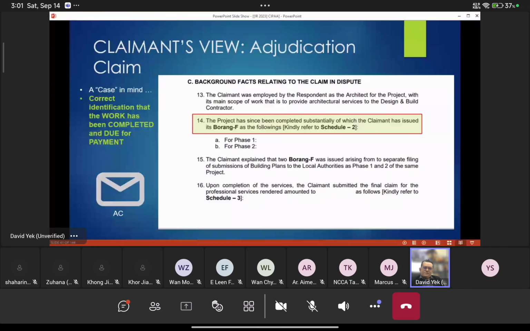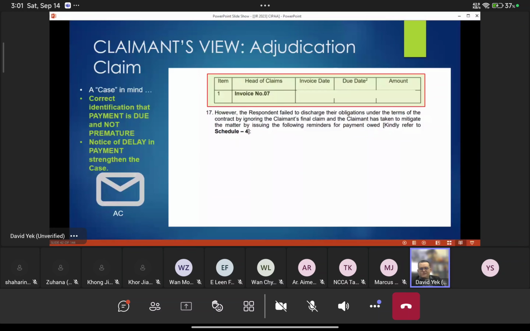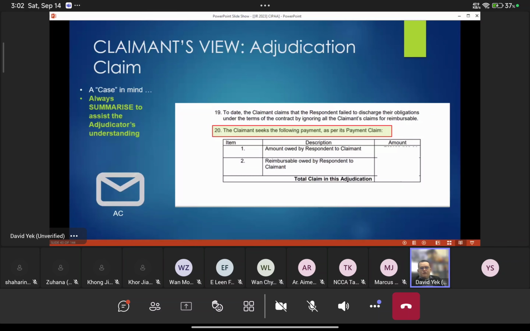And then you have to show the invoice date, the due date, and also the amount. Okay, and unfortunately, this is not paid. That's why you put in all the schedules. Is it Schedule 4? These are all the supplementary documents to prove that point. Very, very important. Okay. Then we always do a summary.